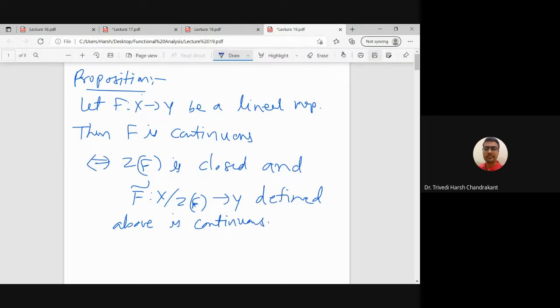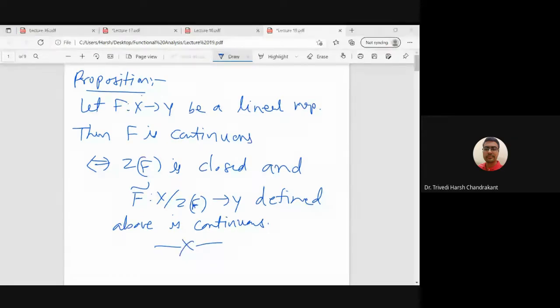So continuity of the function f is equivalent to the continuity of f tilde, which is basically the quotient map corresponding to the given linear function. Every linear function has a kernel Z(f), and with respect to Z(f) we take the quotient space, and on that quotient space we can define f tilde. Okay, so this result we will prove in the next lecture on Monday. If you have any doubt, you may ask now.